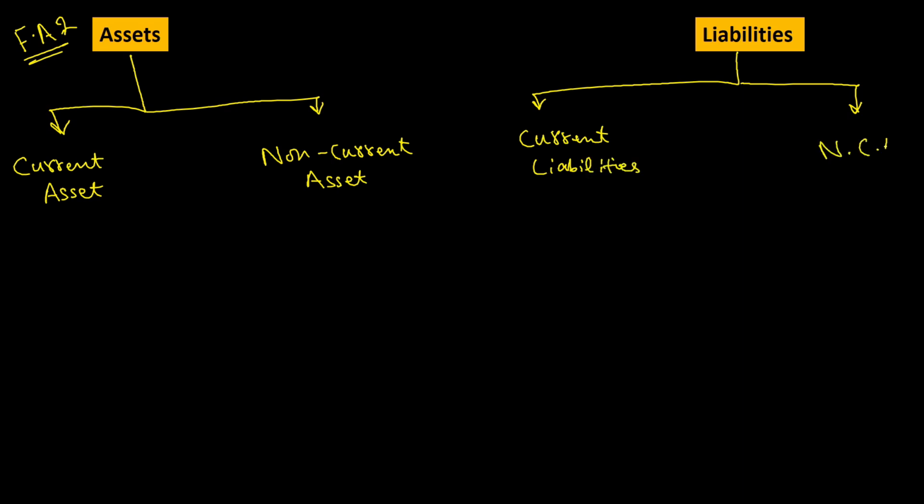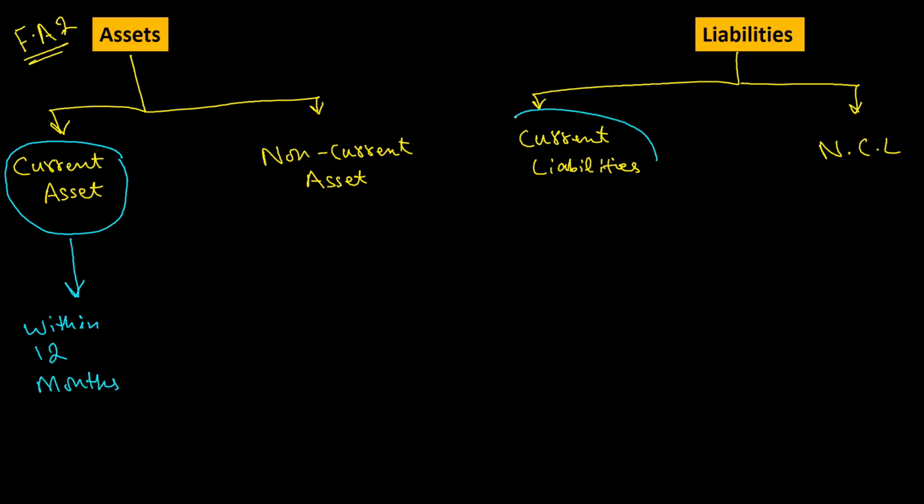non-current liabilities. Current assets are those assets which we can easily convert into cash within 12 months. And current liabilities are those liabilities which we are required to pay within 12 months.